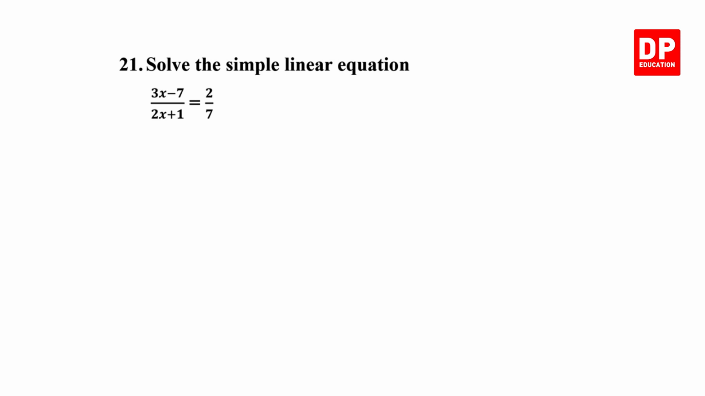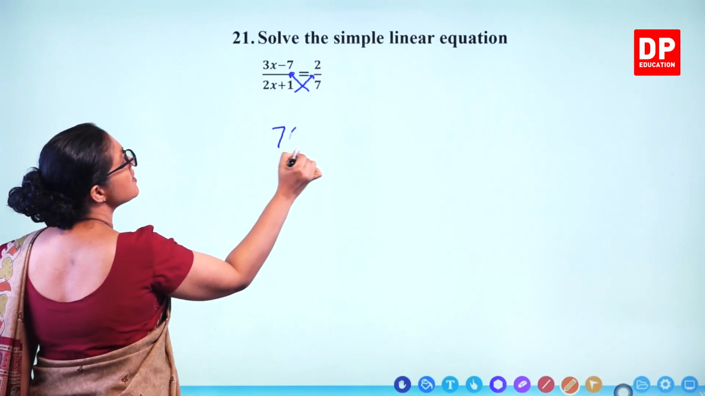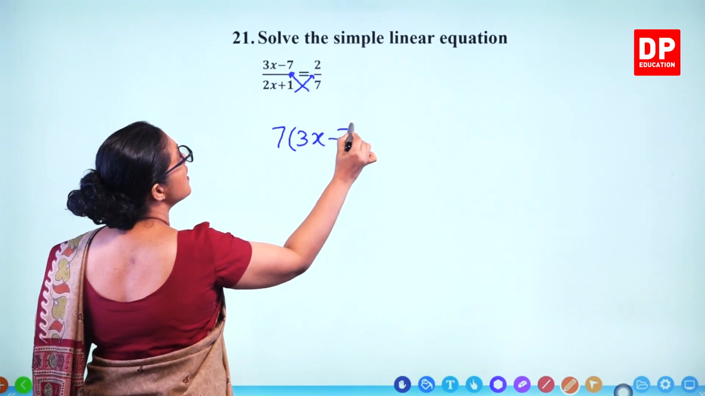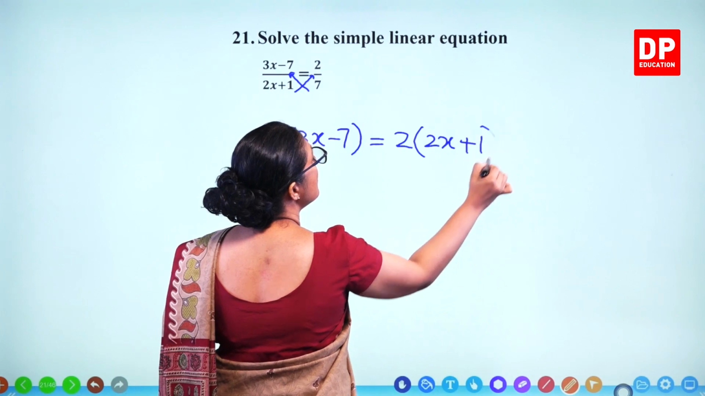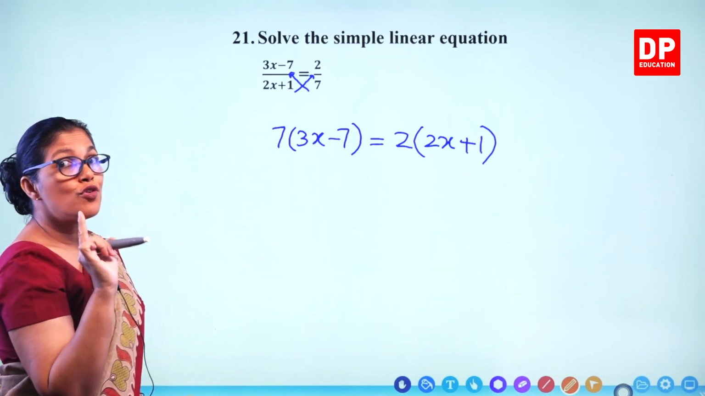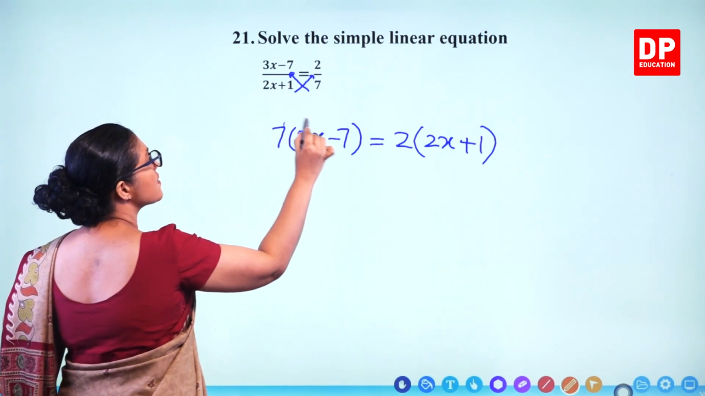Question number 21. Solve the simple linear equation. So easily you can find by cross multiplying the 2. 7 times 3x minus 7 is equal to 2 into 2x plus 1. So all these you have 2 minutes. You have to do really fast.